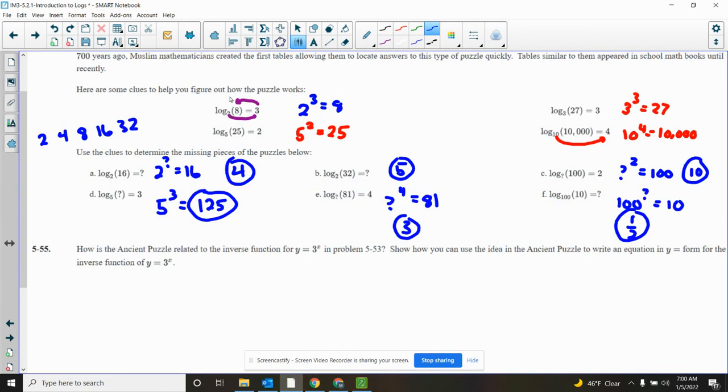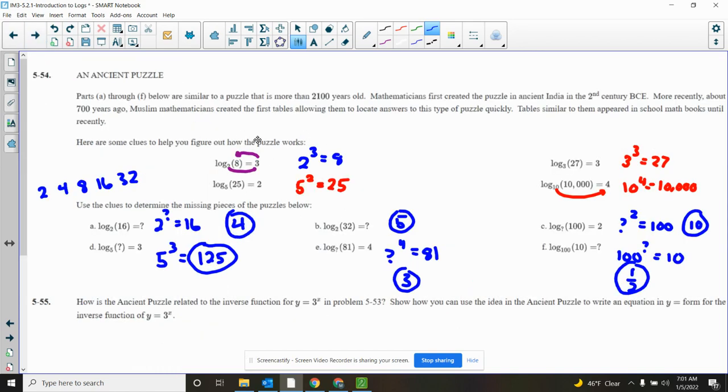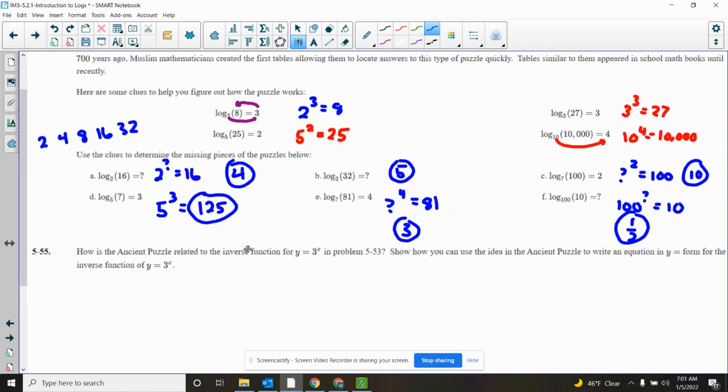So this ancient puzzle, as it's called, is just a way to define what the inverse of an exponential is. Notice that back here, we didn't actually give it a name. Here now, we are calling it something. So how is this ancient puzzle related to the inverse? It's giving us a name for this inverse. How can we use this idea to write the inverse in y equals form?